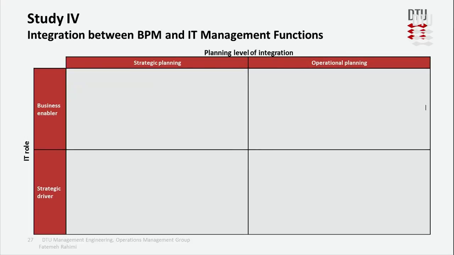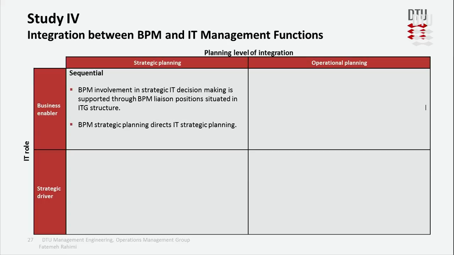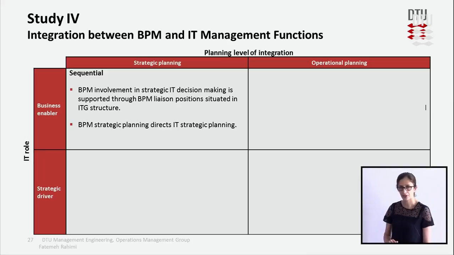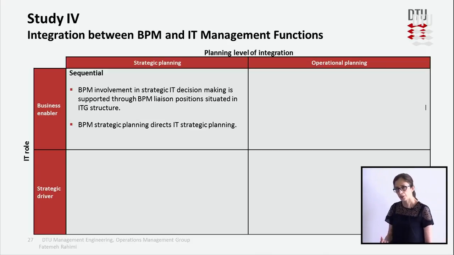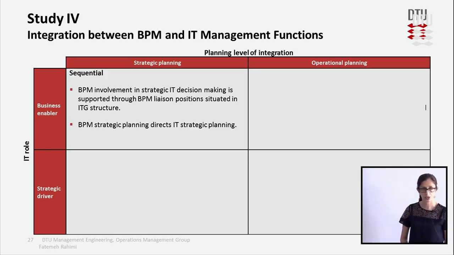In the third stage, I used the three concepts of planning level of integration, direction of integration, and the role of IT to develop a framework that explains the integration between BPM and IT management functions in support of business IT alignment. In organizations that perceive IT as a business enabler, IT strategy only reacts to business strategy. Therefore, in such cases, we expect a sequential integration between BPM and IT management functions at the strategic level. High-ranking process roles are imposed on IT governance, to IT management functions, to communicate the BPM strategy and also to take part in IT decision-making.